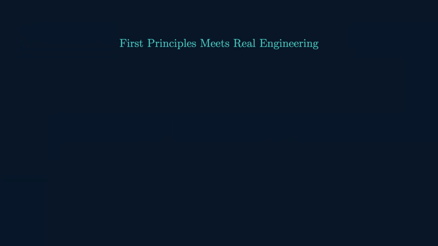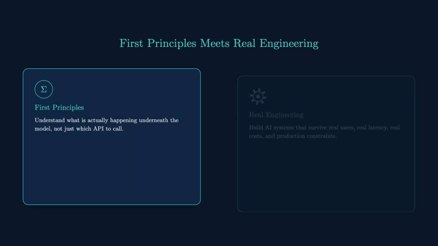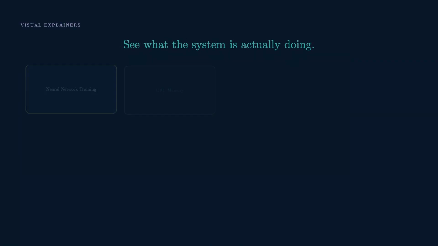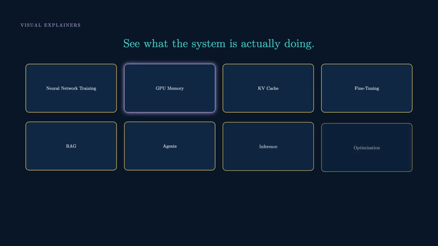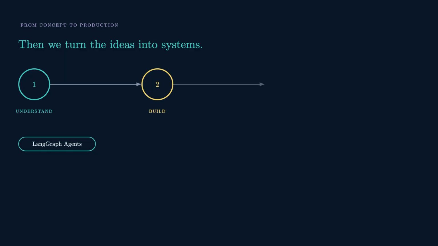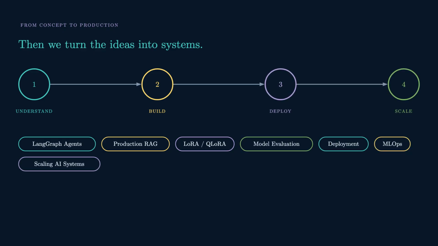On this channel, I want to bridge two worlds: understanding AI from first principles, and building AI systems that actually work in practice. We'll visually break down concepts like neural network training, GPU memory, KV cache, fine-tuning, RAG, agents, inference, and optimization. And then we'll connect those ideas to real engineering: LangGraph agents, production RAG pipelines, LoRA and QLoRA, model evaluation, deployment, MLOps, and scaling AI systems.